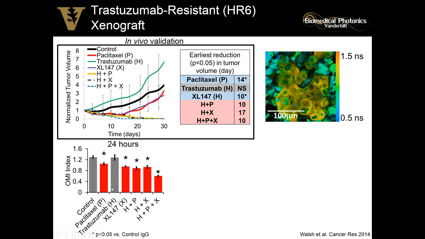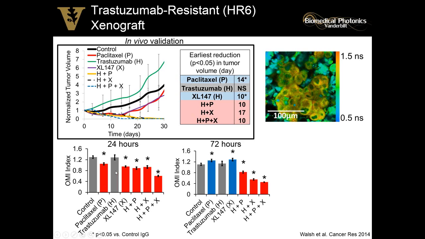So initially we see a response in the paclitaxel and XL147 treated groups and no response in the trastuzumab group. But then at 72 hours post-treatment, these tumors regress so that they show an increase in the OMI index at 72 hours post-treatment. So this is mirroring the response and regression that we see in the tumor growth curves, but with the OMI index at 24 hours and 72 hours post-treatment.